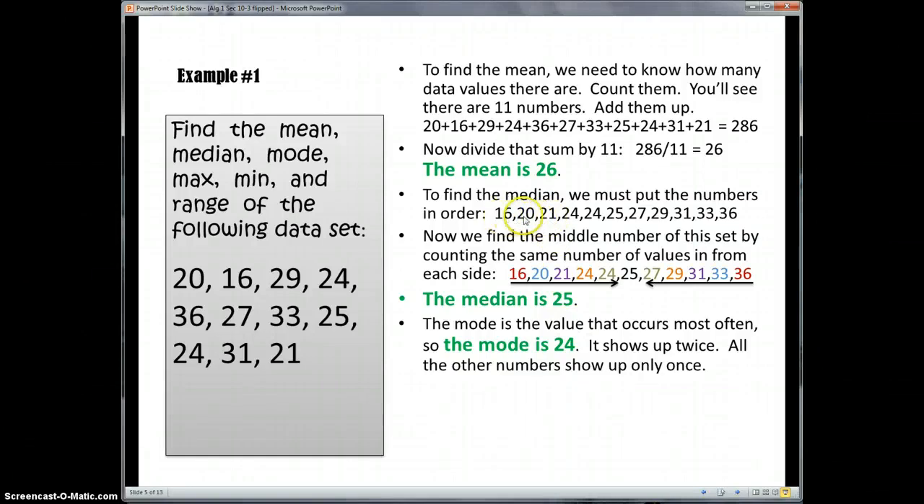Well, when you get them in order, you can see there's a 24 and a 24 here. The 24 shows up twice, none of the other numbers repeat, therefore the mode is 24. The range is maximum minus minimum. The biggest number is 36. The smallest number is 16. 36 minus 16 is 20. So the range is 20.